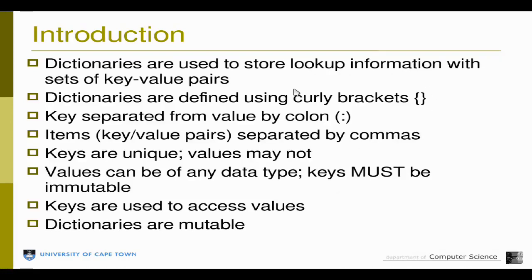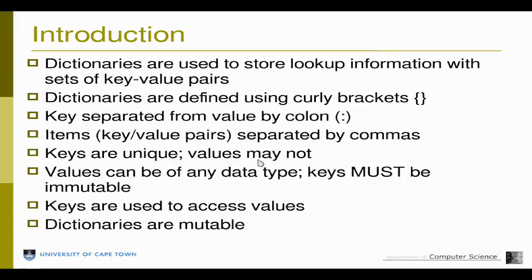Your items are essentially made up of key value pairs. Your keys and values are separated by colons. And then the actual items, your key value pairs, are separated by commas. So if you have more than one dictionary item, you have to separate those items by commas.